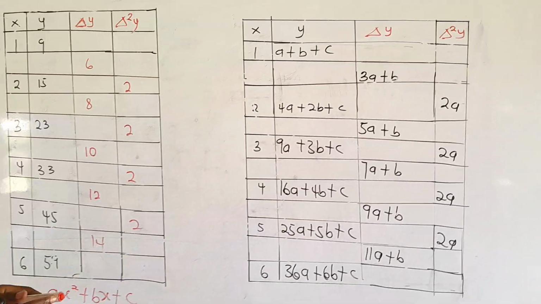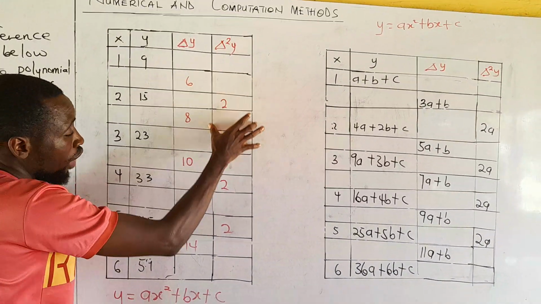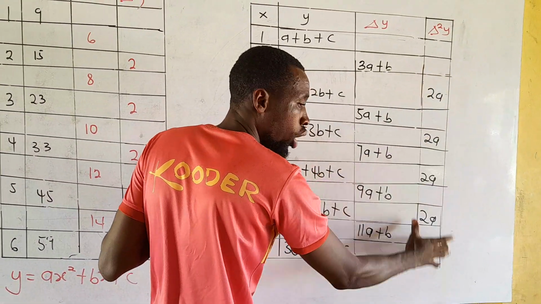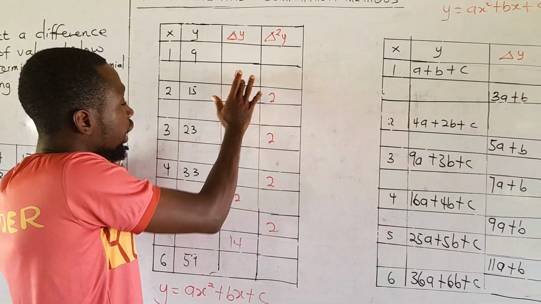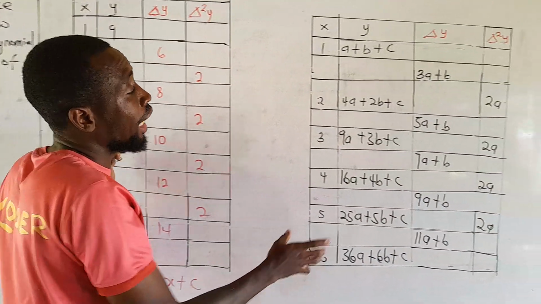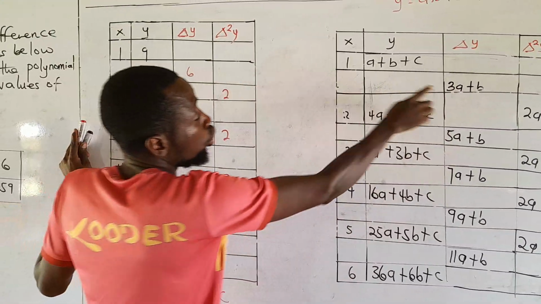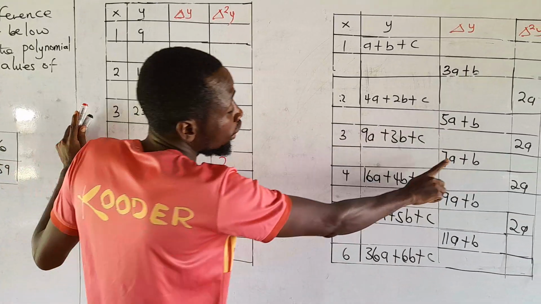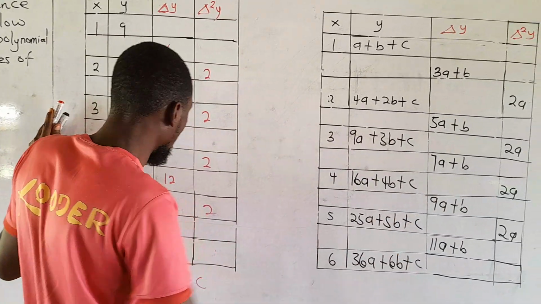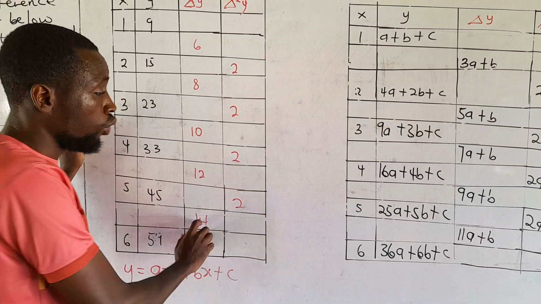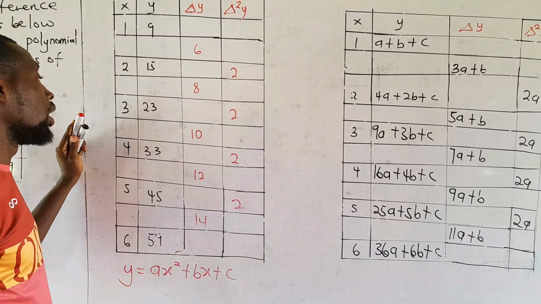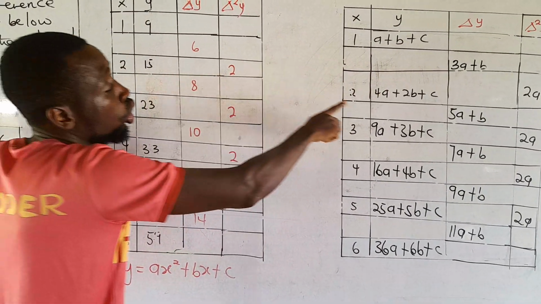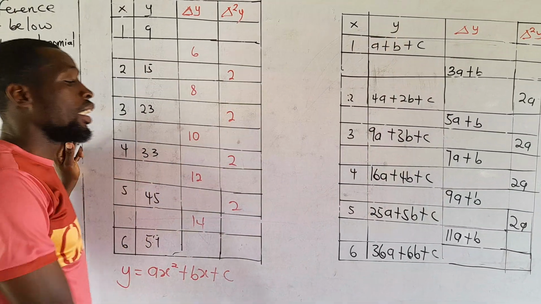So what happened? It simply means that all the set of values here, 2, 2, 2, 2, are equal to the set of values here, 2a, 2a, 2a. And the set of values here, 6, 8, 10, 12, 14, are equal to the set of values here. So 6 is equal to 3a plus b, 8 is equal to 5a plus b, 10 is equal to 7a plus b, 12 is equal to 9a plus b in that order. Then 14 is equal to 11a plus b. Also, 9 is equal to a plus b plus c. 15 is equal to 4a plus 2b plus c in that order.